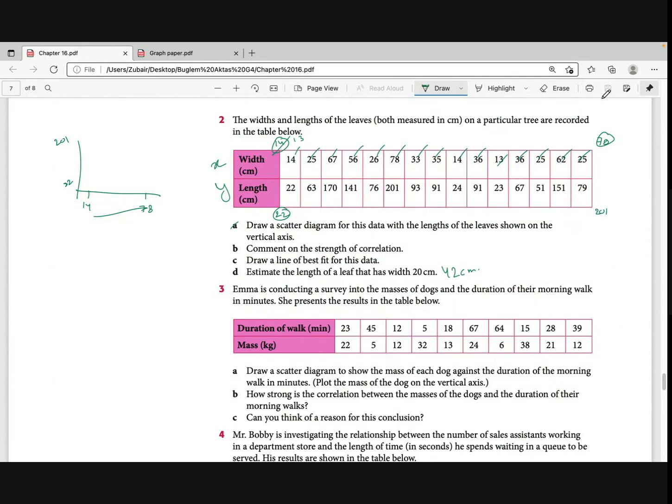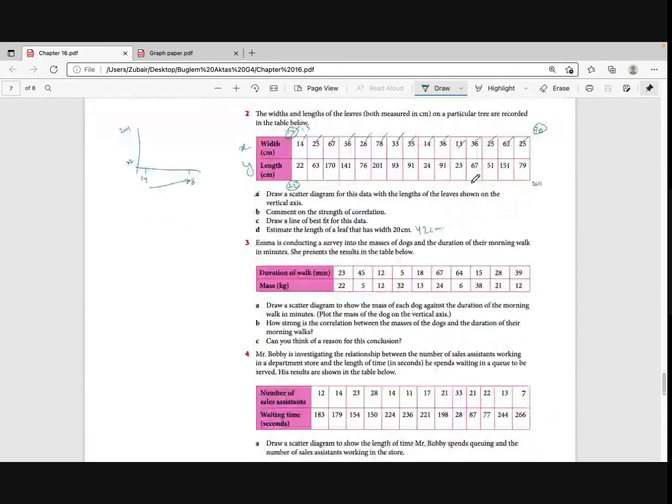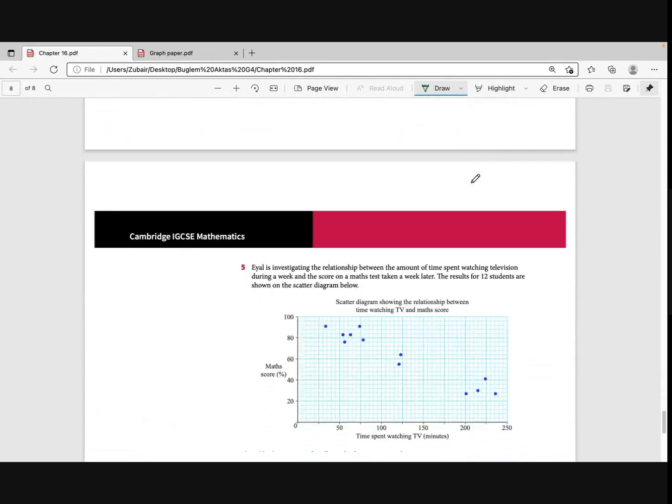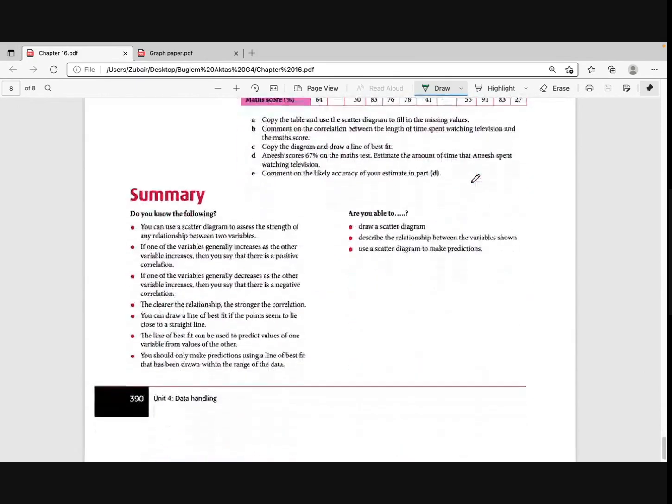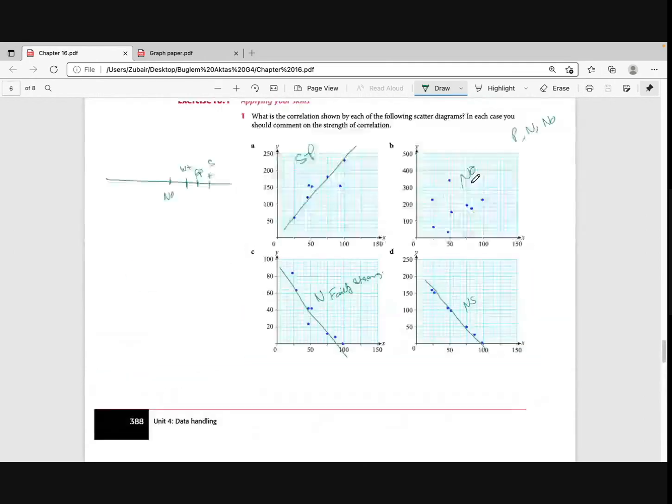Okay, let's have a look at the entire exercise. All of these are going to be of the same nature. This is the complete chapter.